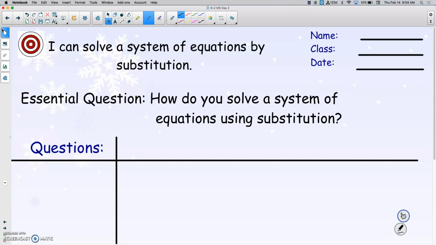Lesson 6-2. Our learning target today is I can solve a system of equations by substitution. Our essential question is how do you solve a system of equations using substitution? So the essential question today is focusing on the steps for using substitution.